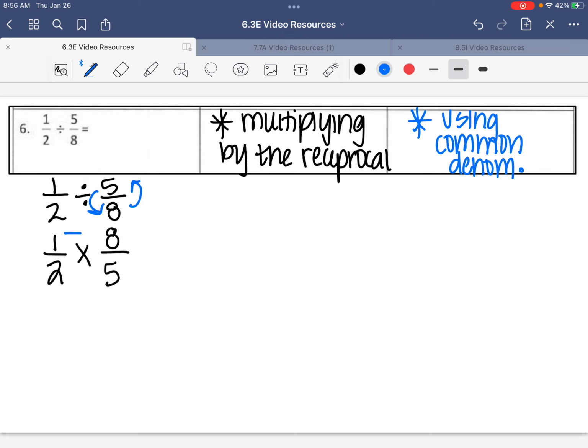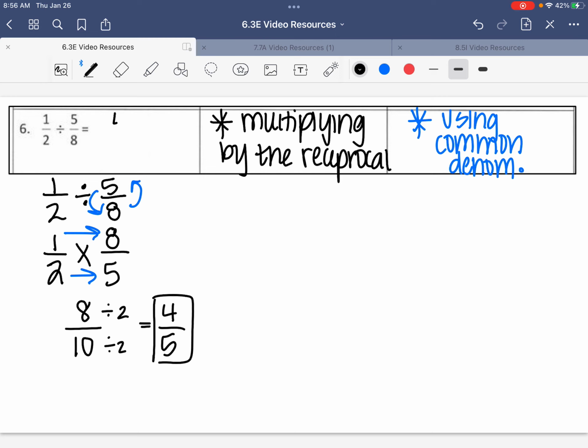So 1 times 8 gives me 8 in the numerator, and 2 times 5 gives me 10 in the denominator, which I can simplify by dividing by a factor of 2 to get an answer of 4/5. So 1/2 divided by 5/8 gives me 4/5.